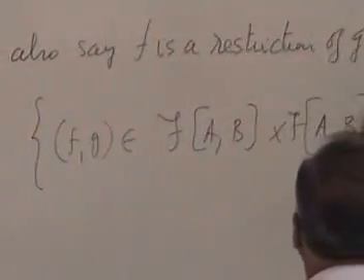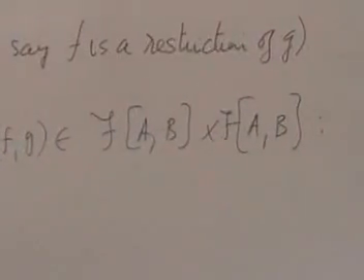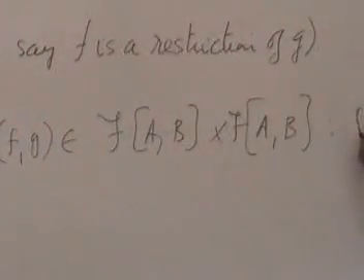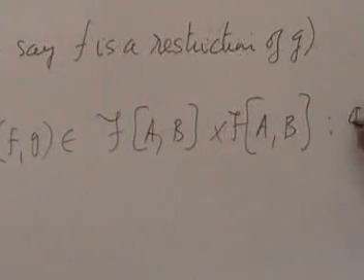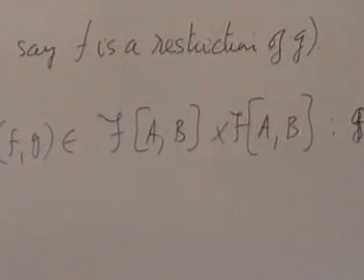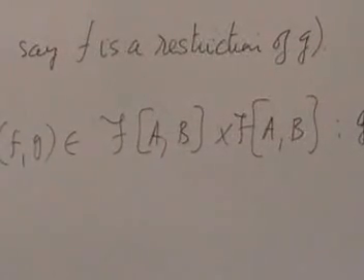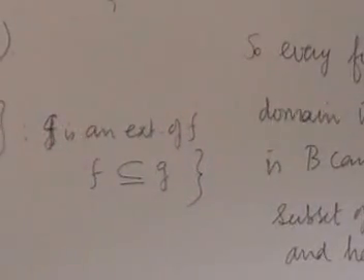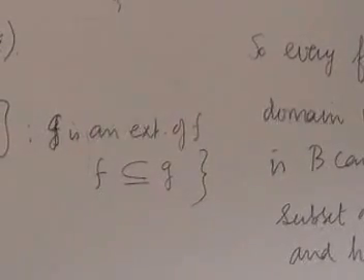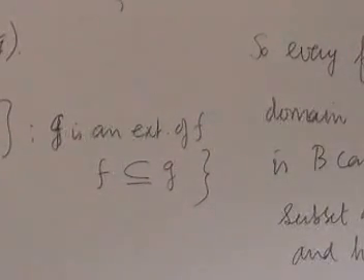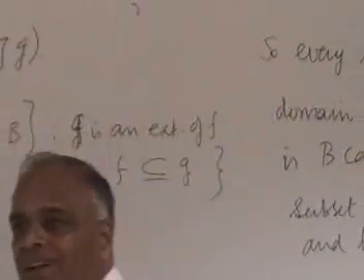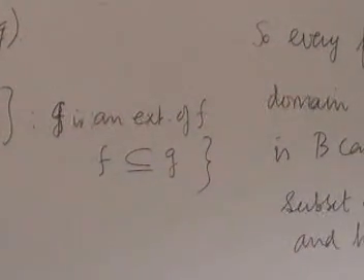We take all such functions and we say that F is related to G if G is an extension of F, which we write from now on. This is the notation we will use for the fact that G is an extension of F. We will write F subset G. This same notation is used. Why do we use that notation?